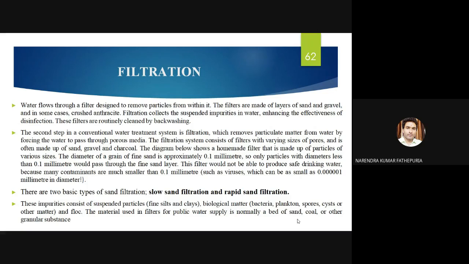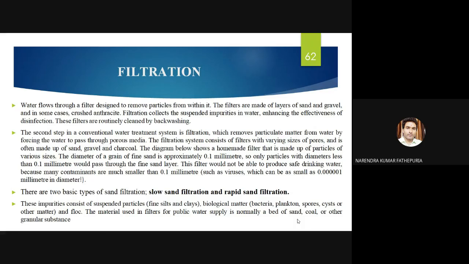Sand will be having more. So then the lower you have to put the larger particle layer. The higher the layer, you have to filter the water coming out from the primary sedimentation tank. So we'll go in detail.